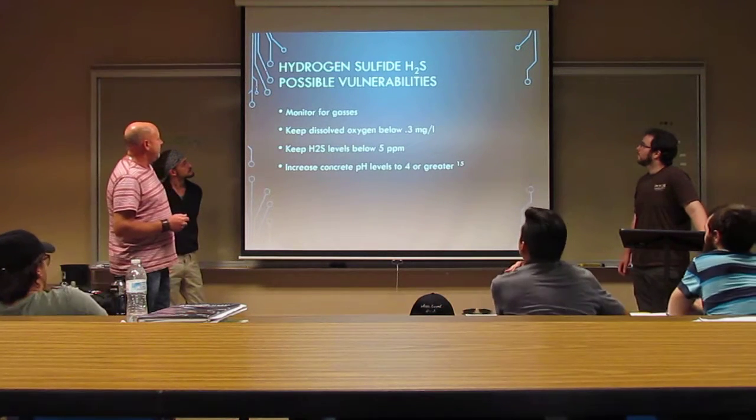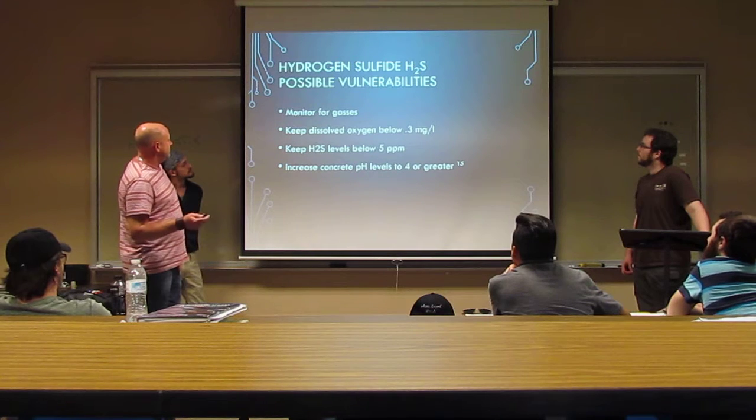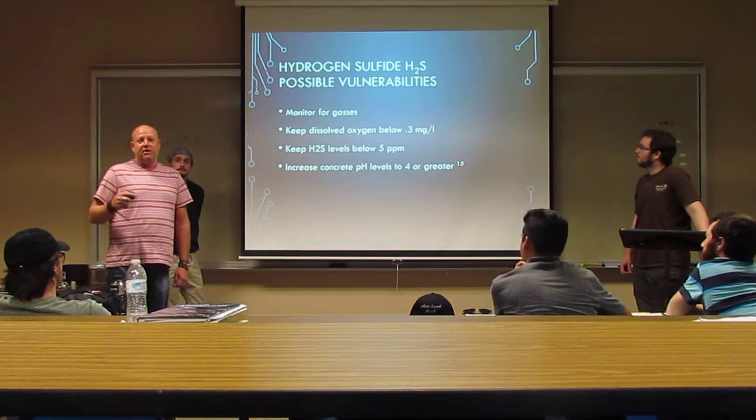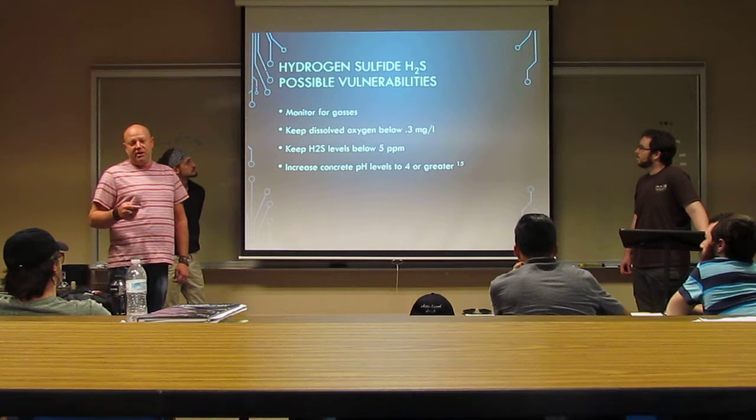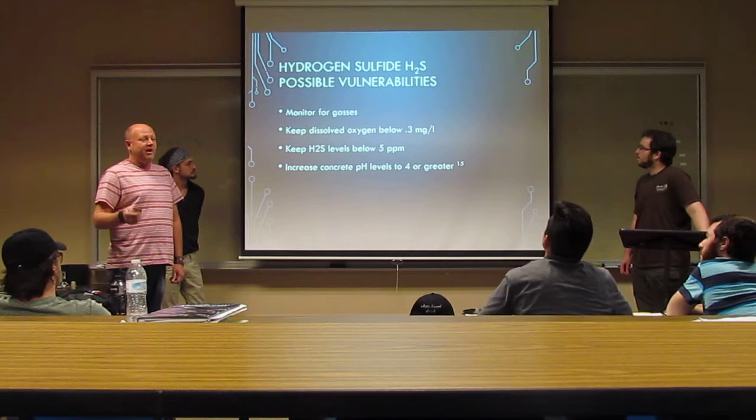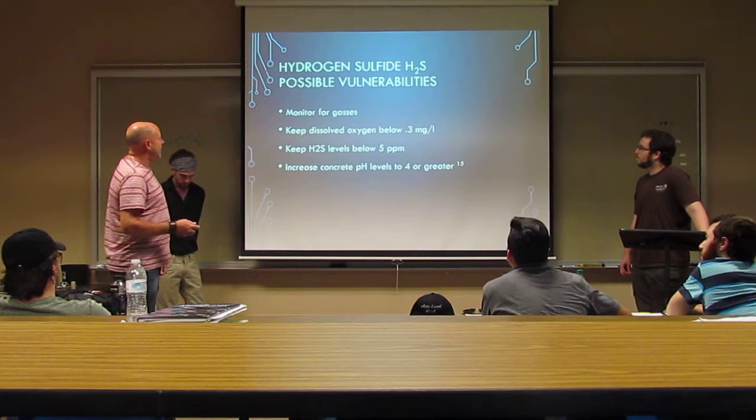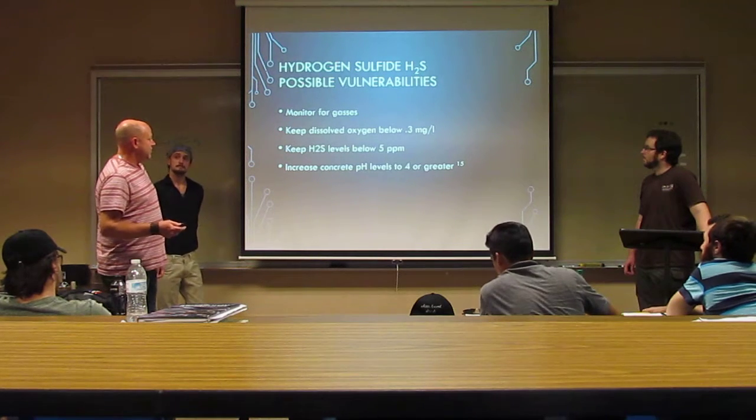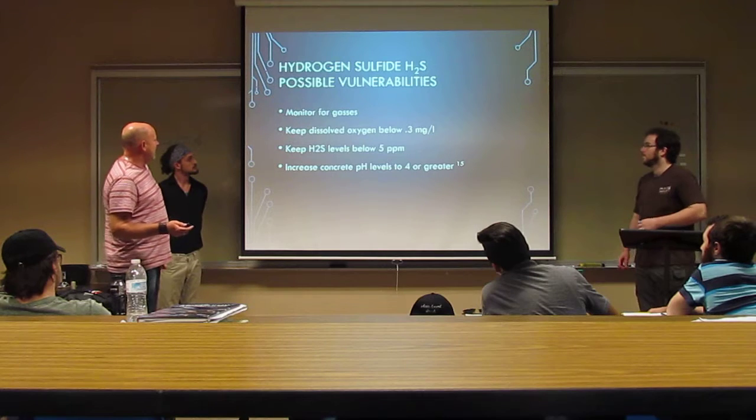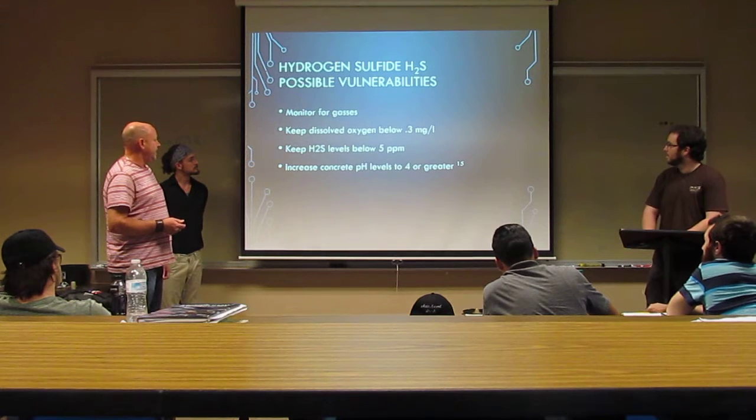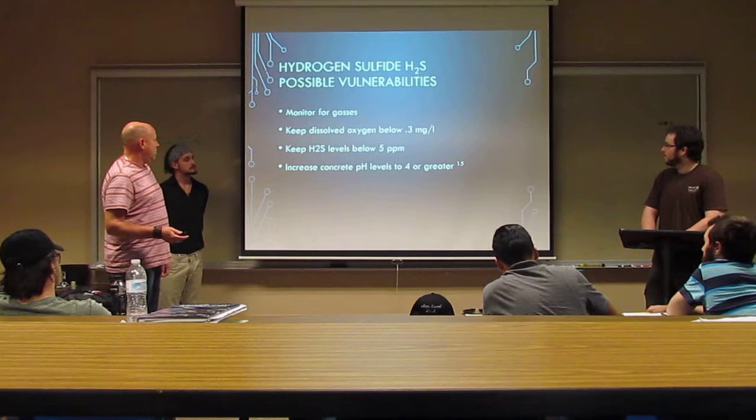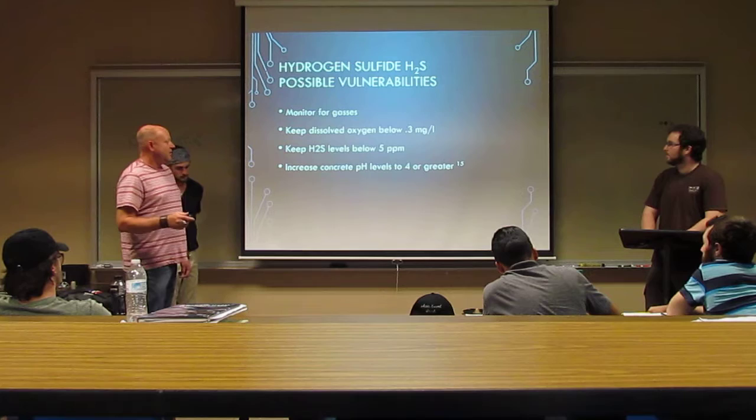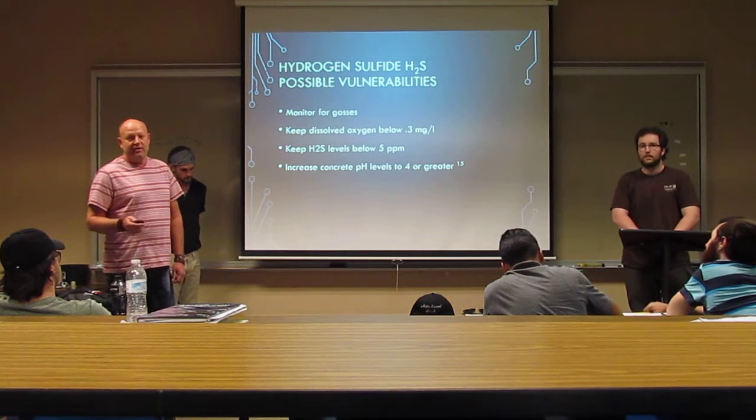A lot of the way to keep it from happening is to monitor the gas. I've got what they call CGAs. I've installed a lot of them in chemical plants. They detect different types of gas, all depending on what kind of monitor you put up. Keep the dissolved oxygen in whatever the liquid may be below 0.3 milligrams per liter, and keep the H2S levels below 5 parts per million, or increase the concrete pH level to 4 or greater. That will keep the H2S from attacking the cement.